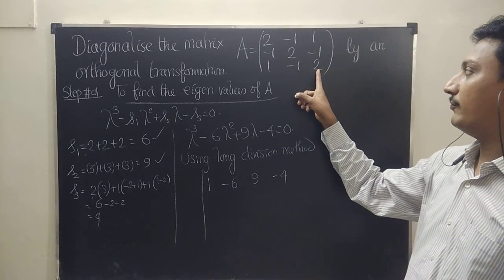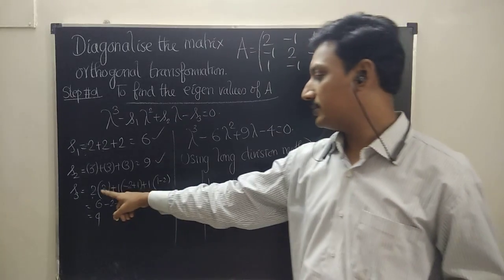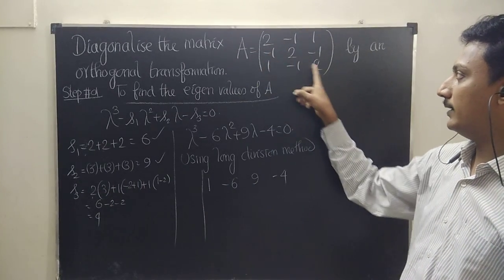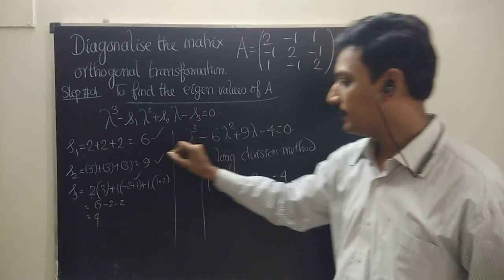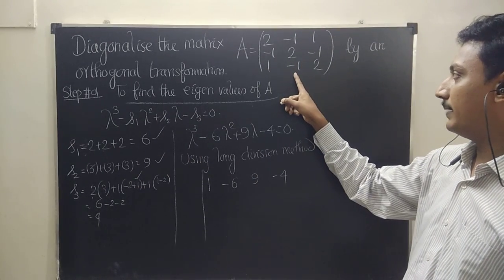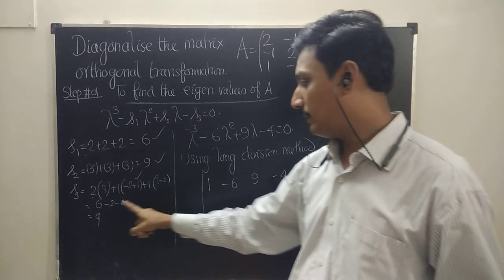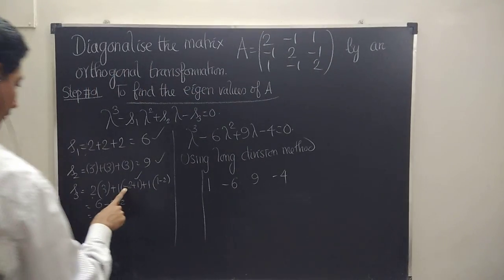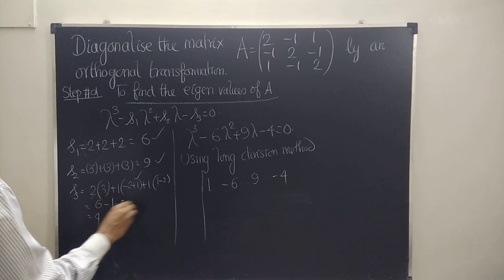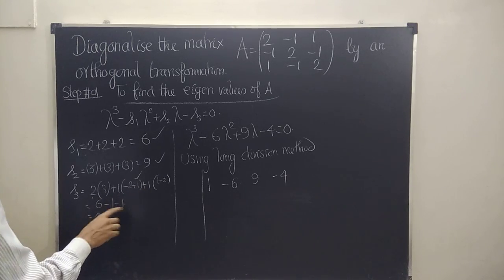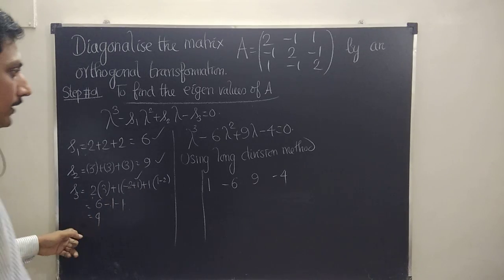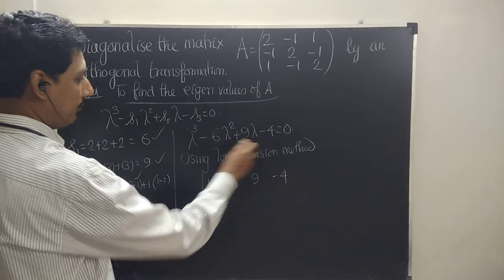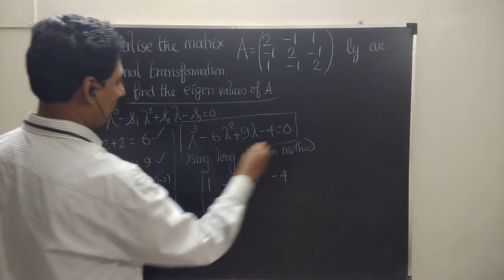And S3 is the determinant of the matrix. 2 into (2 times 2 is 4, minus 1 is 3) gives 6. Then minus 1 into this row and this column, so minus 2 plus 1, which is minus 1. Then plus 1 into minus 1 minus 2, so we get minus 2 plus 1, which is minus 1. So 6 minus 1 minus 1 is 4. Substituting S1 equal to 6, S2 equal to 9, S3 equal to 4, I find this is the characteristic equation.